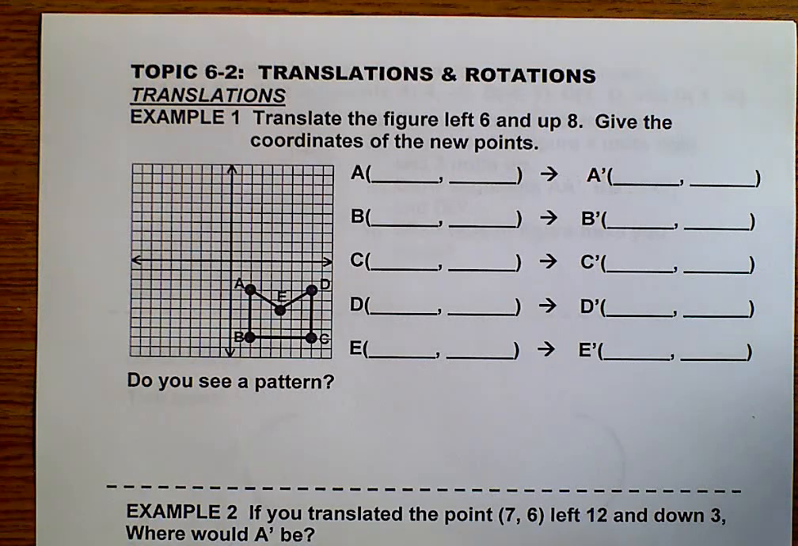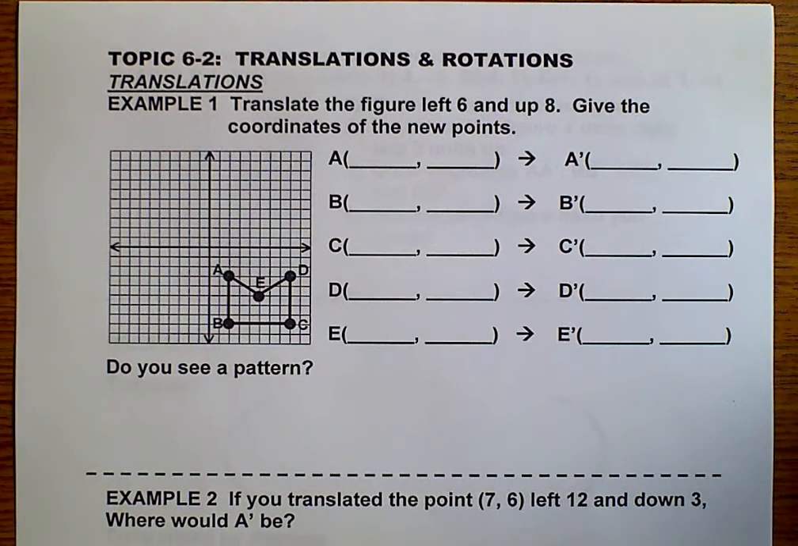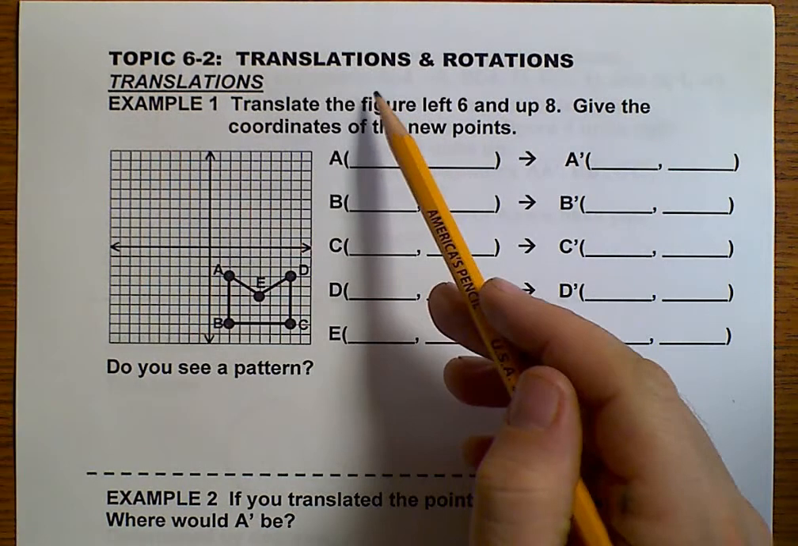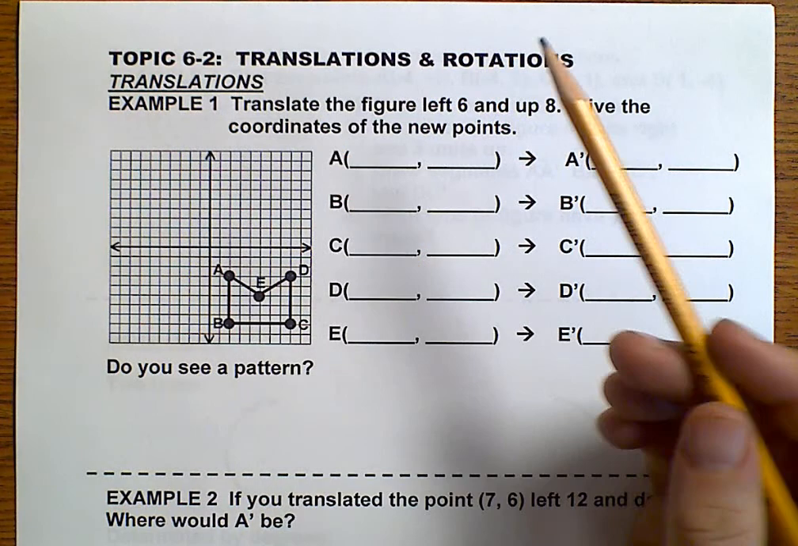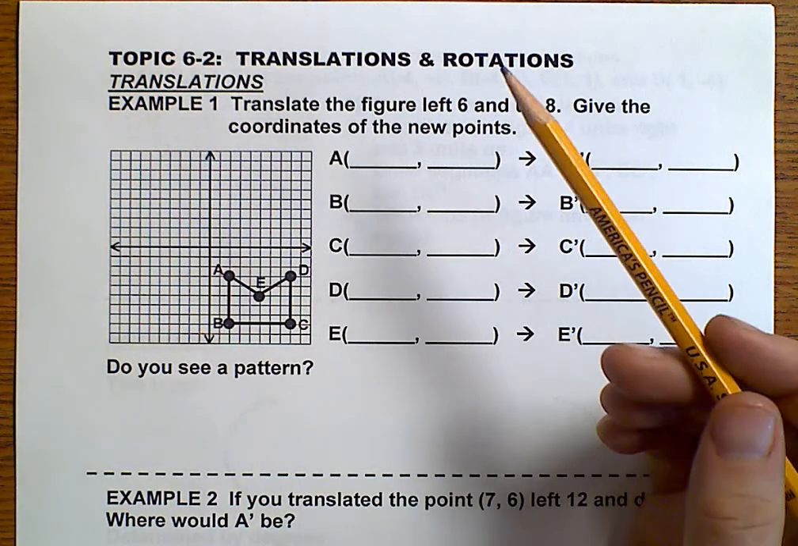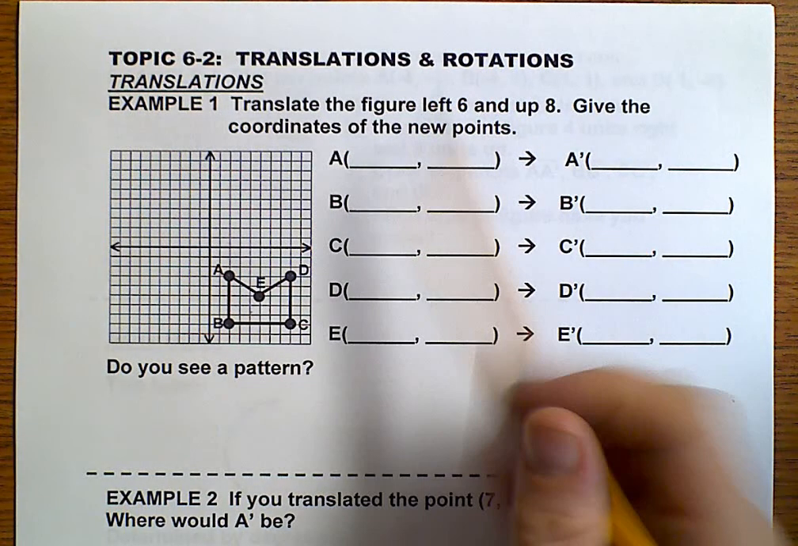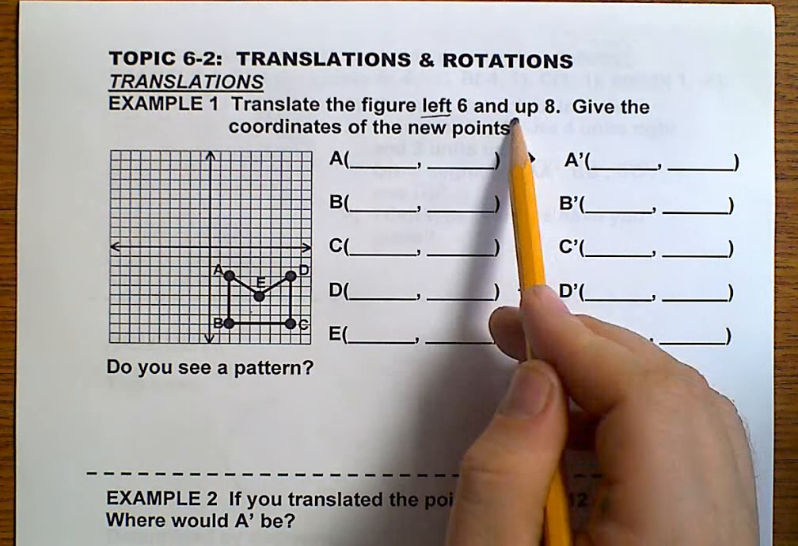Hello, this is topic 6-2 for geometry. We're talking about translations and rotations. Well, we're going to start off with translations. Translations are very easy. We're going to move this figure left 6 and up 8 and give the new points.